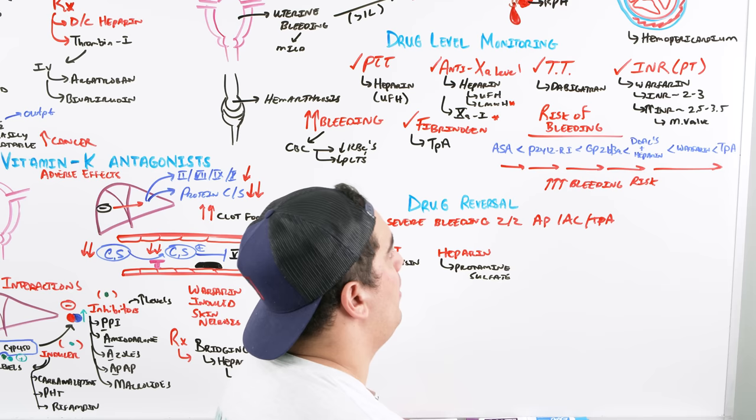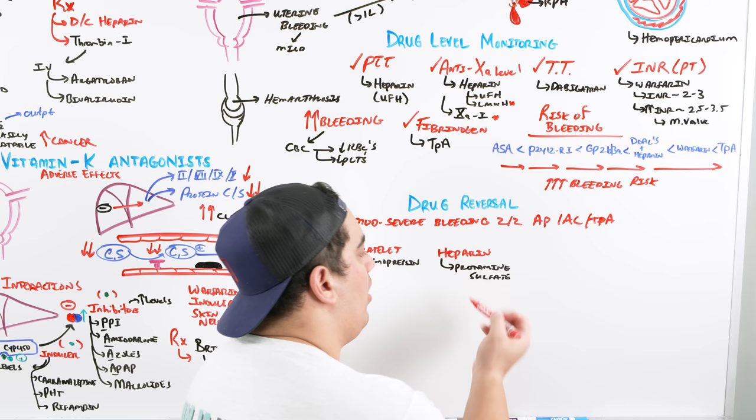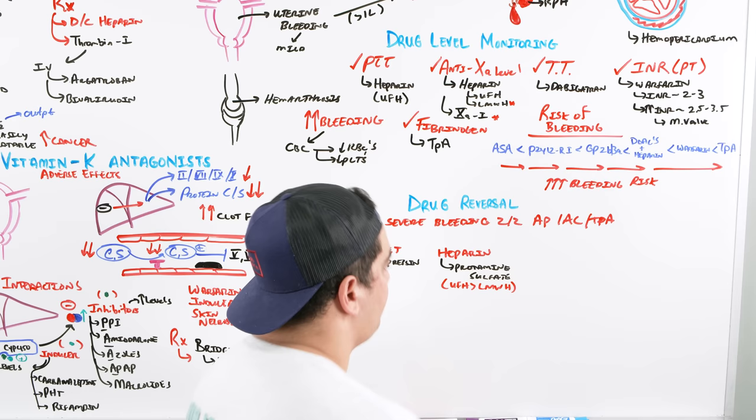So you could do this. When we talk about protamine sulfate, it could be primarily, if I'm going to write this here, unfractionated heparin, way more common than it would be for low molecular weight heparin. Okay. The next one is for your DOACs.